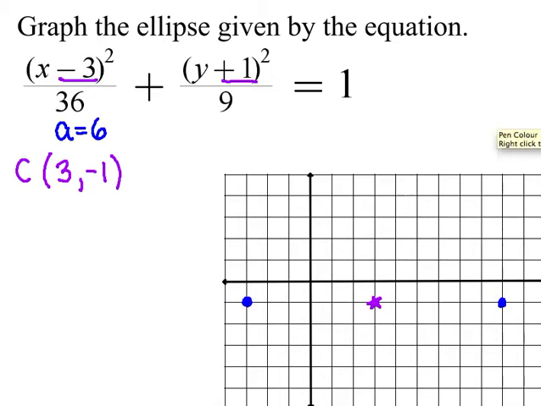And that is your major axis. Did you make a line? Now what I'm going to do is find my minor axis. So I need to find what B is. B is the other number. So B is what? 3. So from the center I'm going to go, what do you think? Up 3 and down 3.